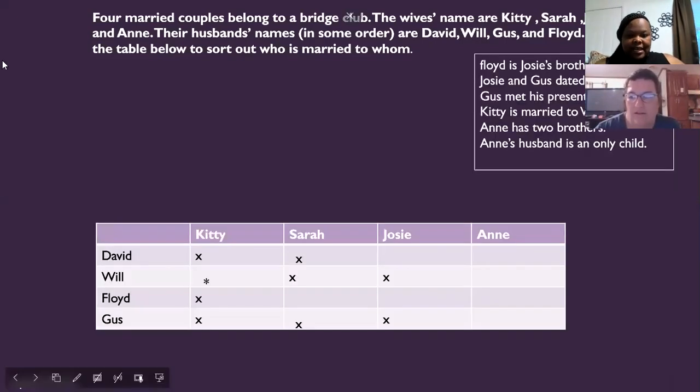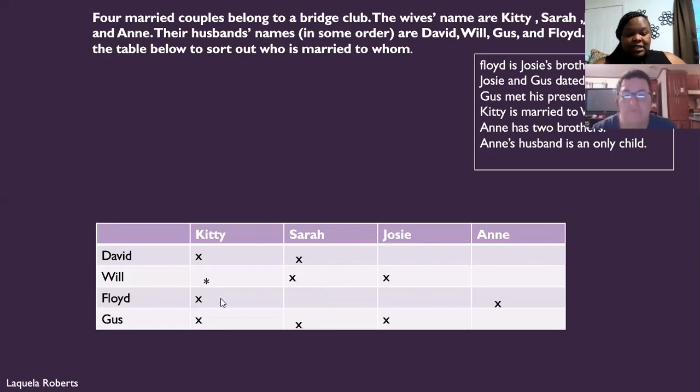As we see here, David is not married to Kitty or Sarah. Will is married to Kitty, so that means David, Floyd, and Gus are not. Will is not married to Sarah, of course, or Josie. Floyd is not married to Kitty or Ann, and Gus is not married to Kitty, Sarah, or Josie.